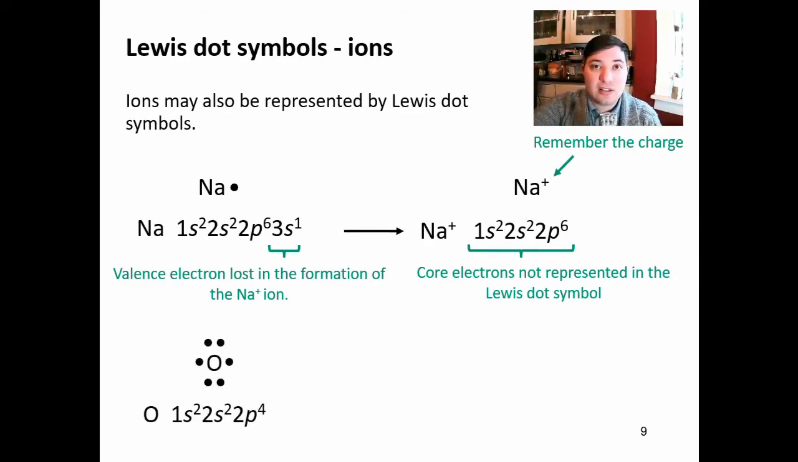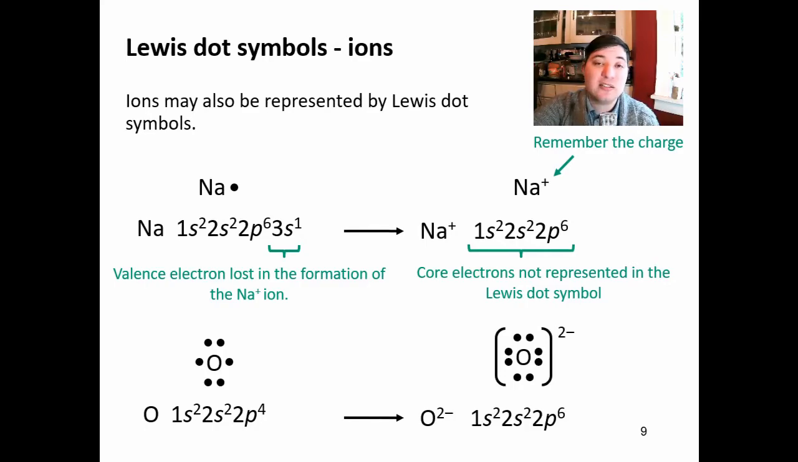On the other hand, oxygen wants to gain 2 more electrons. So you can see it has 6 valence electrons. With 2 more, it can become isoelectronic with argon. So it will form oxygen 2-. And now when we represent this, we have to show all of the valence electrons. So here you see we have all 8 valence electrons.